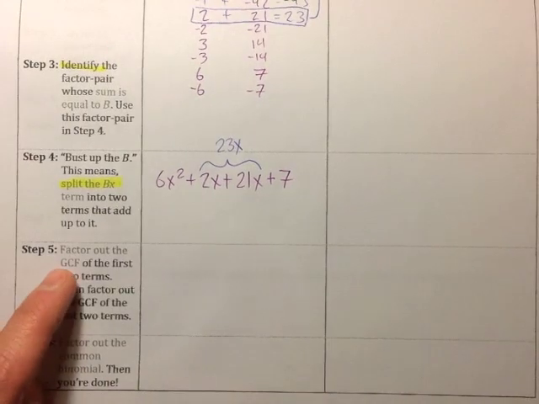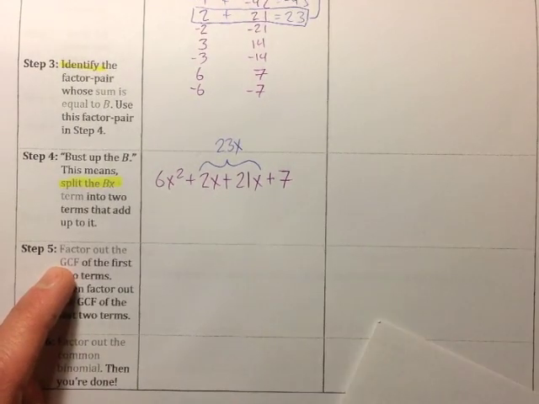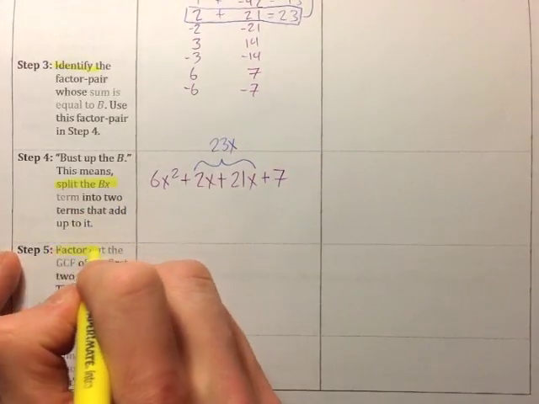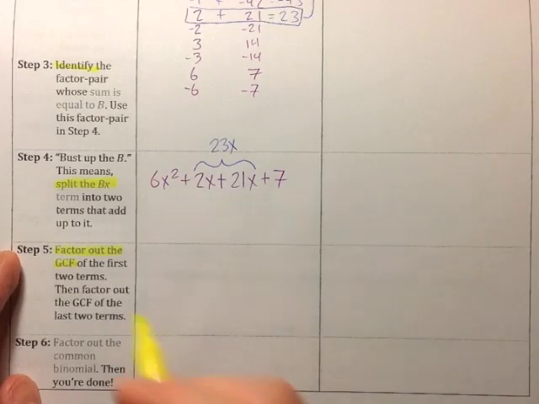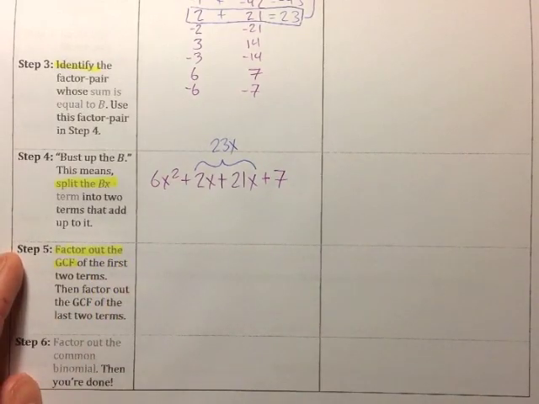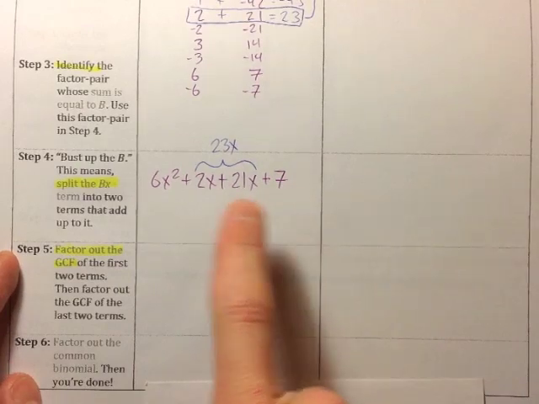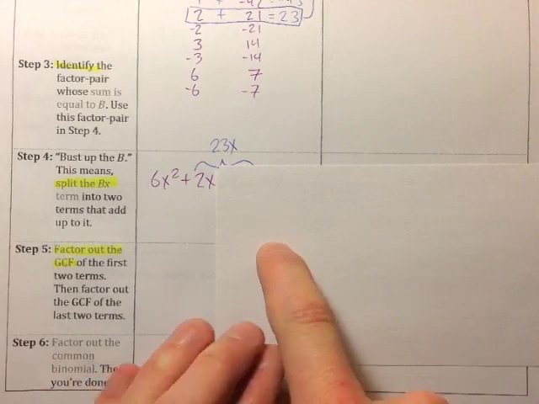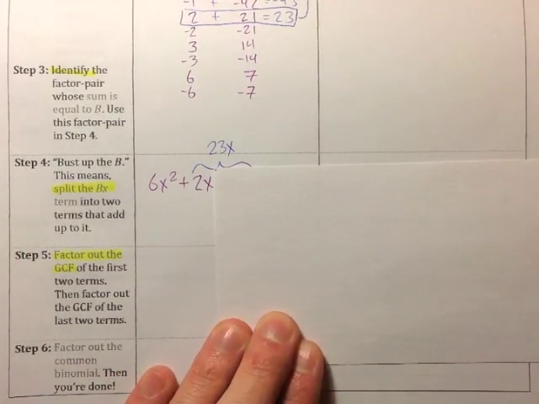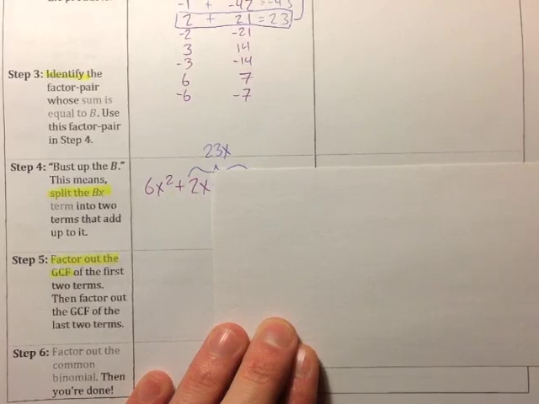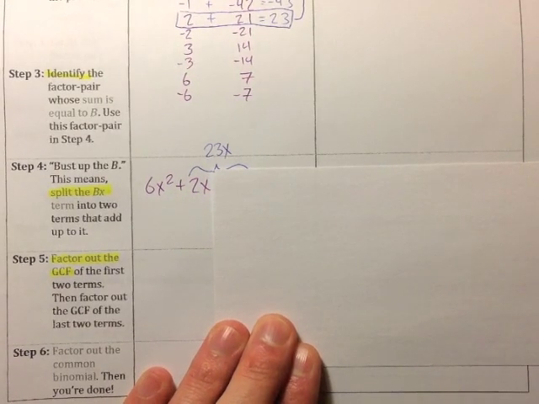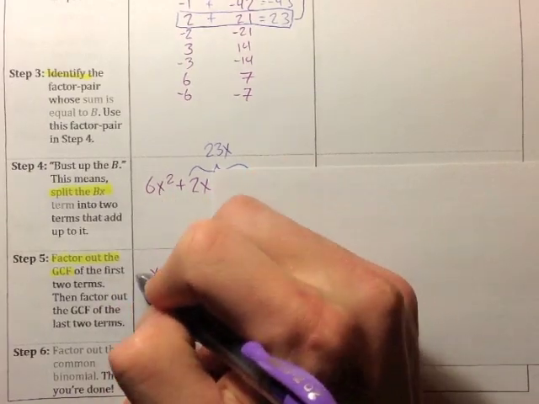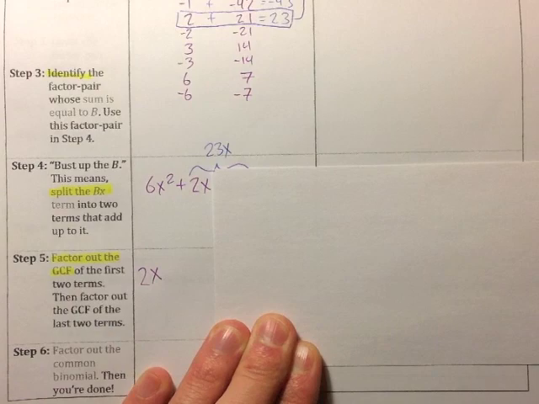Step 5, we're going to use a skill that you've already developed and hopefully have become proficient at by now. We are going to factor out the GCF, the greatest common factor, of the first two terms. Okay? So let's just look at the first two terms. So I'm going to hide the second two terms. 6x squared plus 2x. Let's find the GCF of those two terms. You should be able to see this in your head. They both have an x in common. They both have 2 in common, right? So 2x is the GCF.